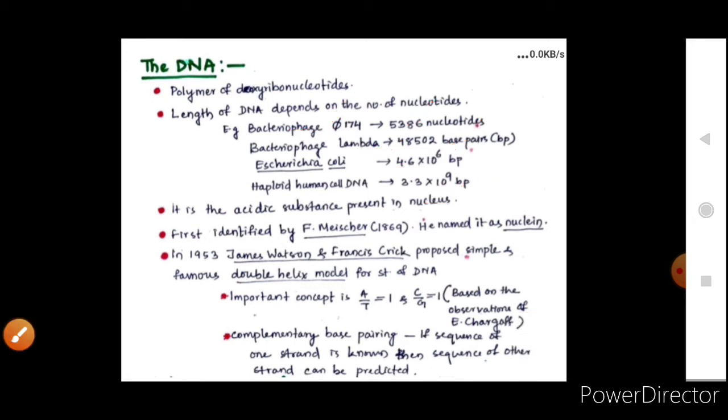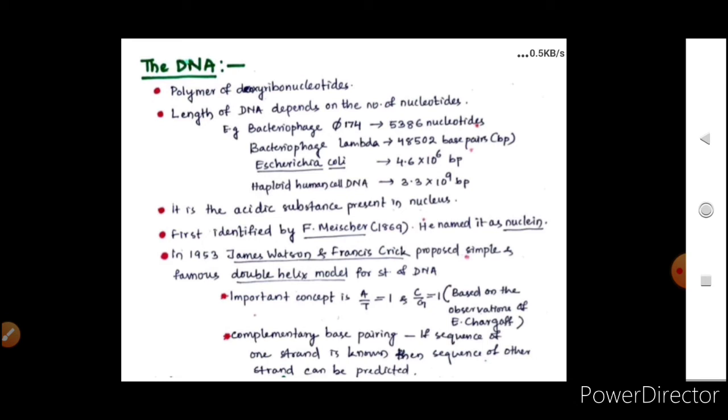Now one important rule which you have to remember is the Chargaff rule, and this states that A by T, that is adenine by thymine, is equal to 1, and C by G, that is cytosine by guanine, is equal to 1 in DNA. Okay, now this is the Chargaff rule, and it says that the proportion in the DNA will be like that. The ratio between adenine and thymine and guanine and cytosine are constant and equal to one.